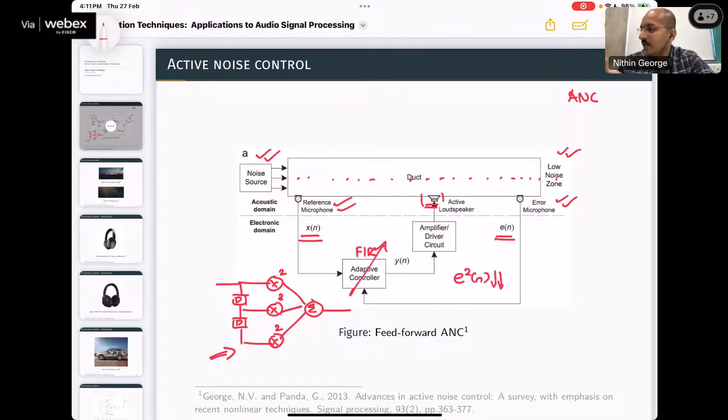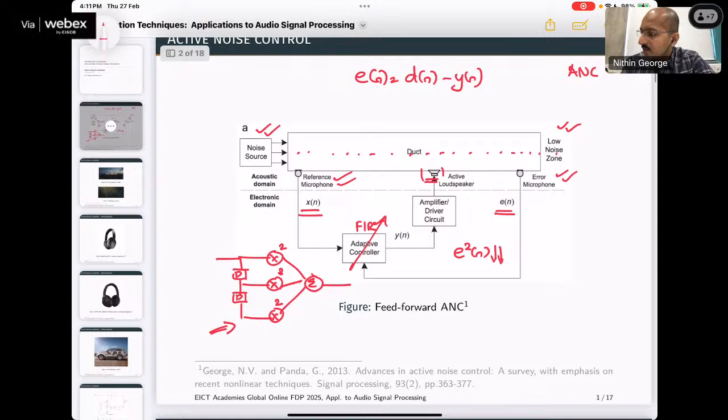Understood? Fine. Yesterday, if you remember, we wrote this equation: e of n is equal to d of n minus y of n. Understood? So, if I want to develop algorithms for doing this in a conventional adaptive filtering method, what I should do, like we did yesterday, is convert physical systems into models by using a system identification process. Okay, physical systems into model in the sense what?